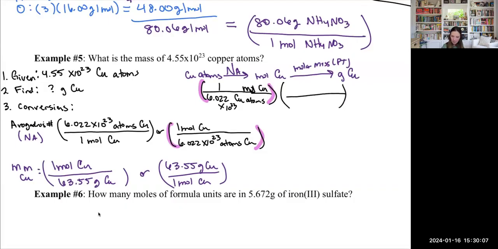And now I need moles of copper downstairs to cancel and grams of copper upstairs to give me my target units. So now I want moles of copper downstairs. I'm going to use this second conversion factor as well. And I know that 1 mole from the periodic table for copper has a mass of 63.55. So it's important to remember the number in front of mole for Avogadro is always 1, and for molar mass it's always 1. So now we can solve.